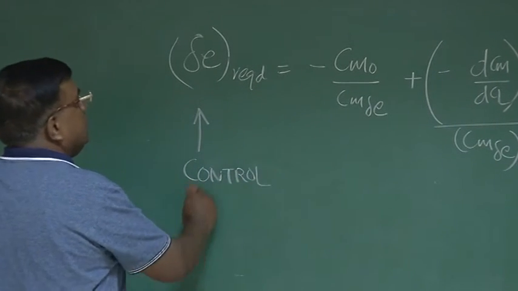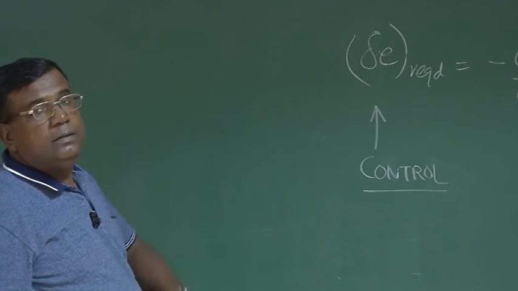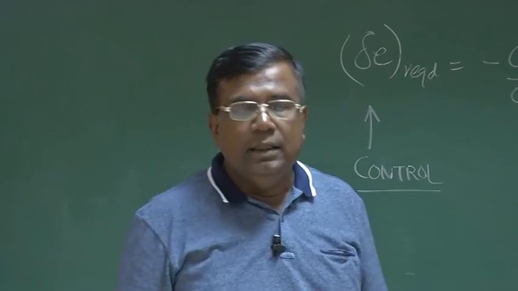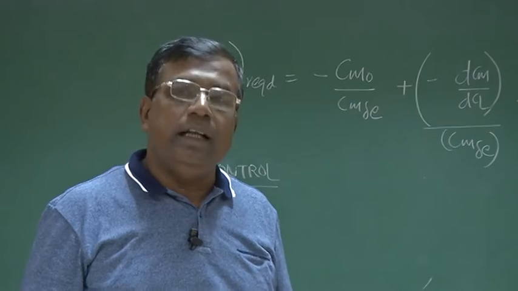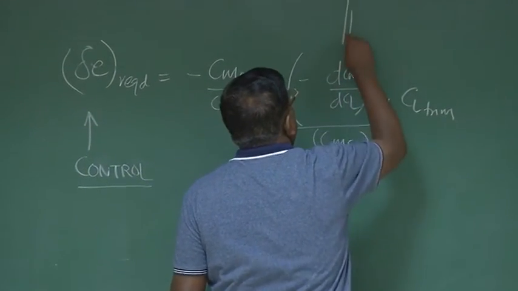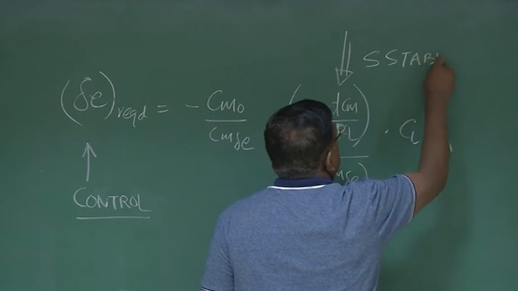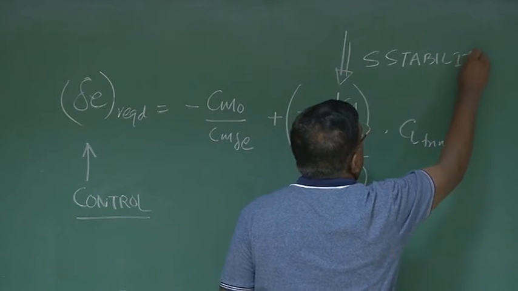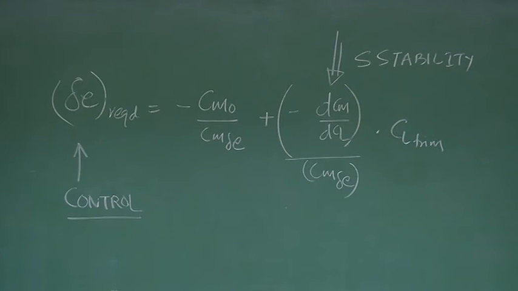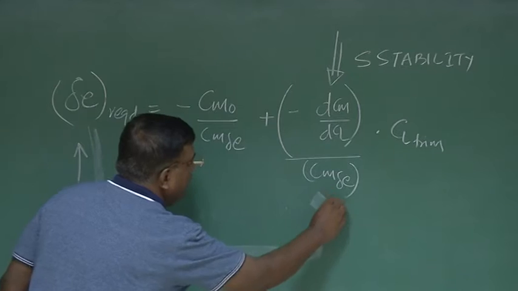This is the elevator control part, to be more precise. Which is the stability part here? Stability means what? I'm talking about static stability. And you know, dCm by dCl is the static stability parameter. Okay? We want to build up a relationship between this and this, which we have done.